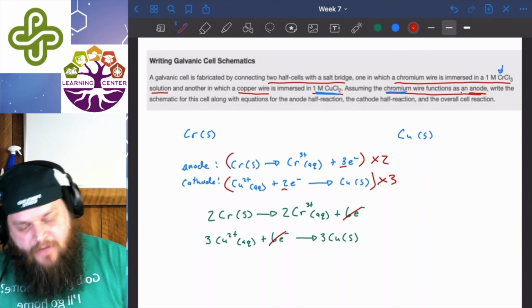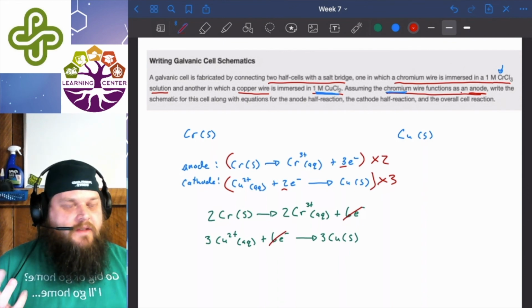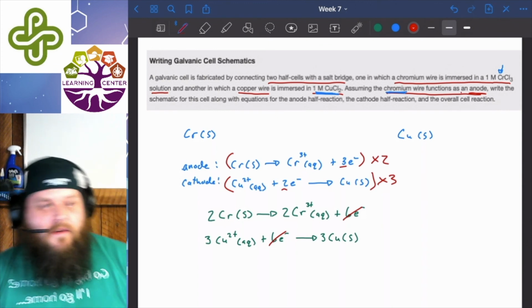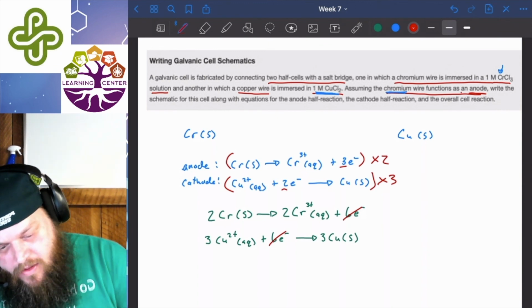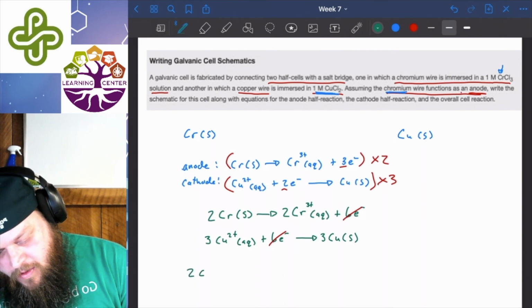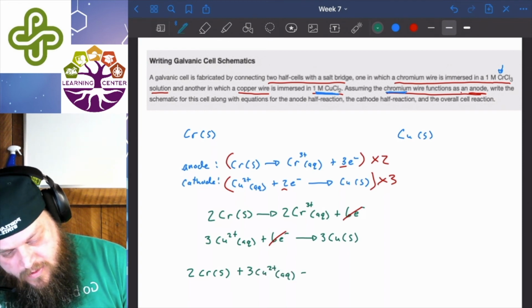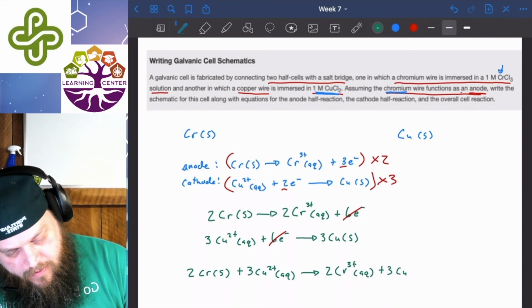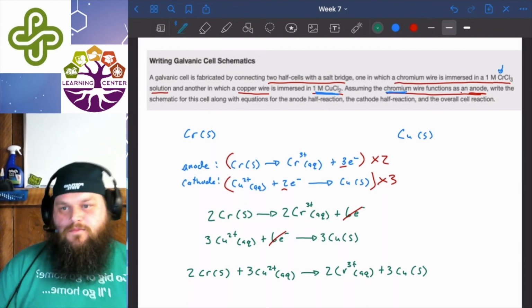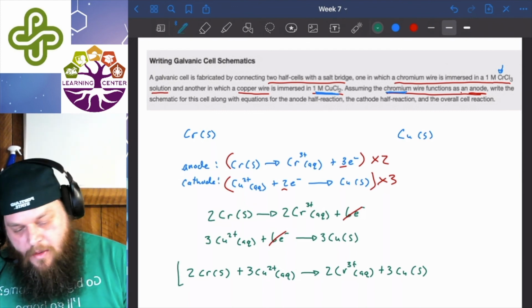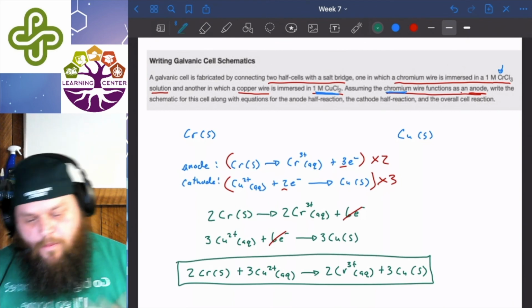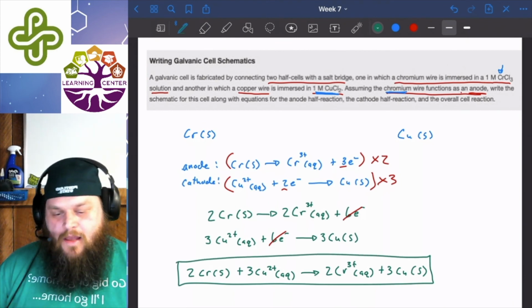Notice we cancel out the electrons because we have the same number as reactants and products, so they end up being basically a spectator. And this leaves us with 2 chromium solid plus 3 copper 2+ aqueous is going to produce 2 chromium 3+ aqueous plus 3 copper solid. And that's it. So, I mean, right there, we balanced our chemical equations and everything else like that.